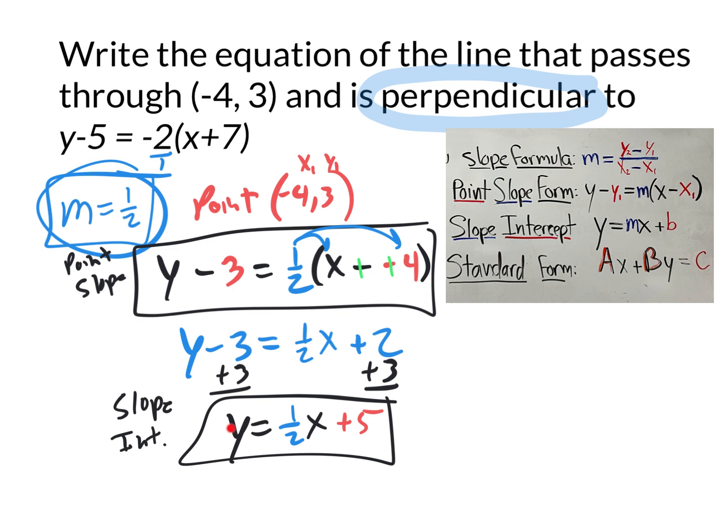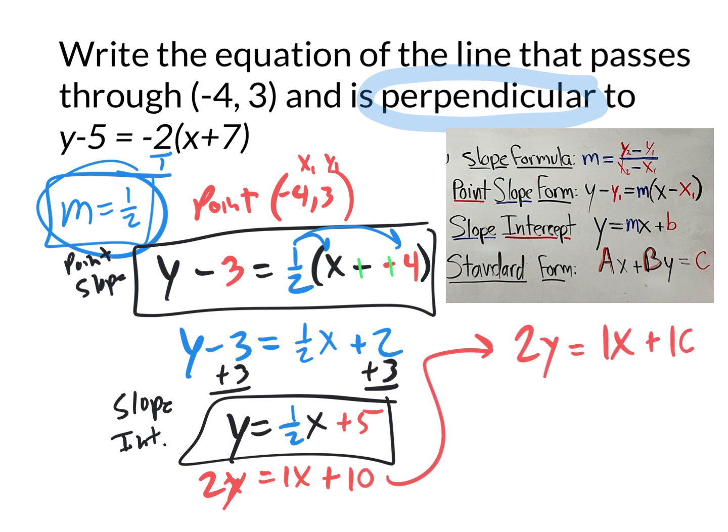So when we multiply y times 2, that's a 2y. When we multiply 1/2 times 2, that would cancel out, and that would be a 1x. And when you multiply 5 times 2, that'll be a 10. So multiplying everything by 2, you end up with 2y equals 1x plus 10.